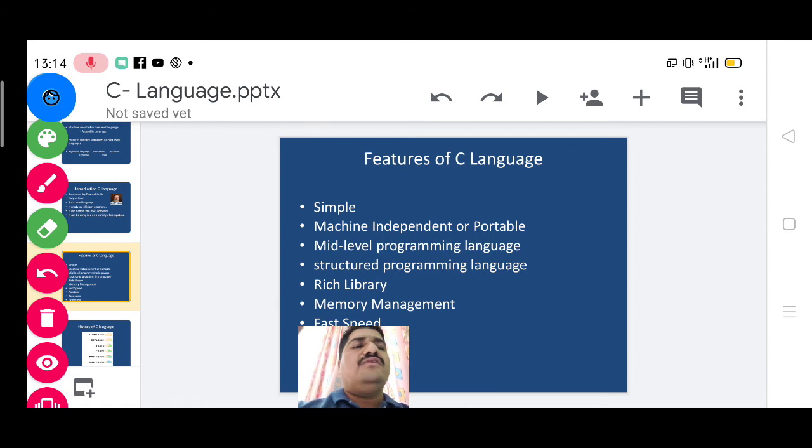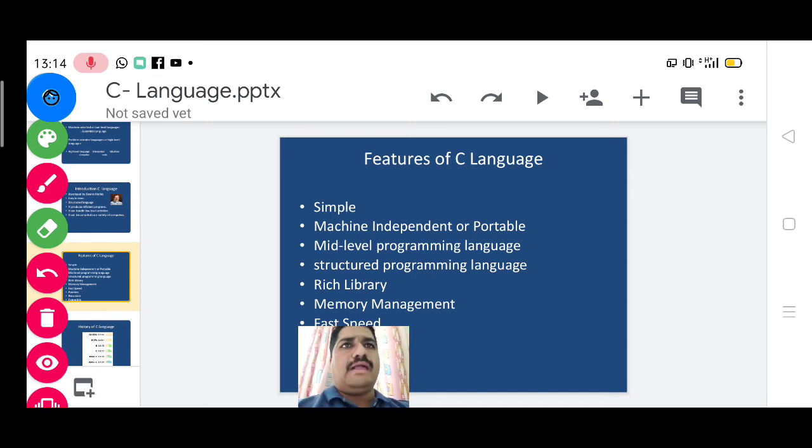First feature: C language is a simple language. C is simple in the sense that it provides a structured approach to break a problem into parts, and it has a rich set of library functions, like data types.